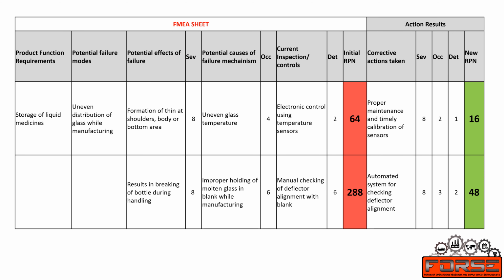Thus we conclude by saying that FMEA is a continuous document maintained by the Quality Control Department to continuously monitor the quality of products and improve upon processes.